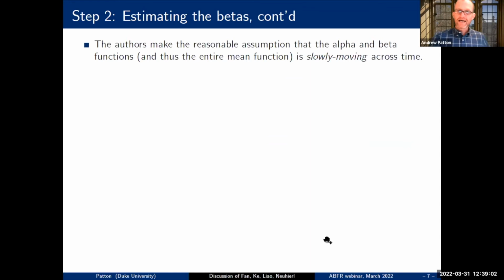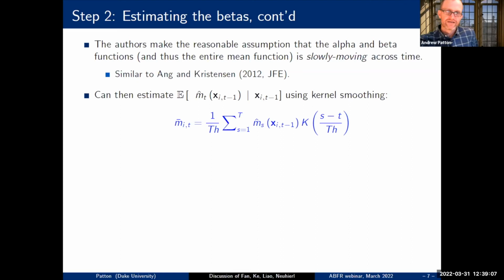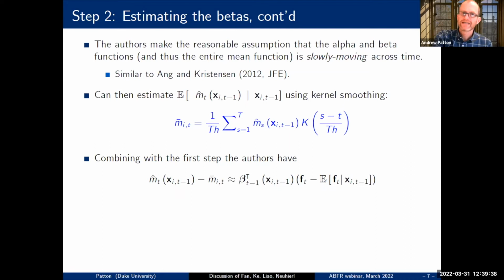Under the assumptions that the conditional mean function is only moving slowly through time, and the authors cite this nice paper by Andrew Ang and Dennis Christensen from about a decade ago, which uses similar assumptions for a different purpose, they estimate this M bar as a kernel smooth of the M hat function for all periods close to where T is. There's a kernel function that focuses mostly where T is, gives some weight to dates nearby, and then zero weight to dates far apart. Take the difference between M hat and M bar and you get that equation on the previous slide in pink.